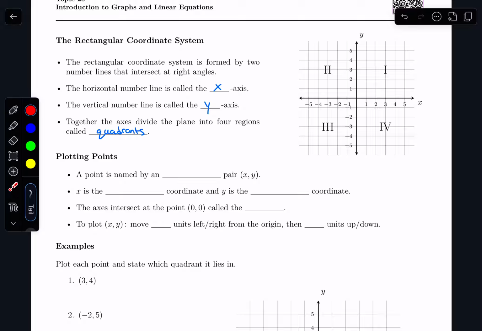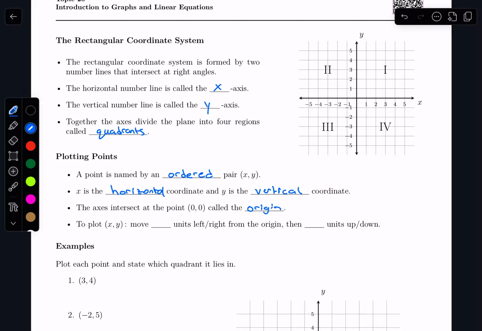So now, plotting points on these graphs. A point is named by what is called an ordered pair, which is x comma y. X is going to be the horizontal coordinate and y is the vertical coordinate. So the ordered pair x comma y is going to tell us how much to go to the side and how much to go up or down. The axes intersect at the point 0, 0, and we call that the origin.